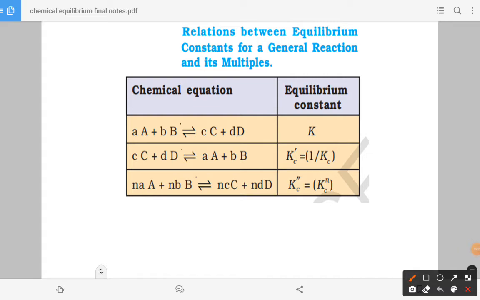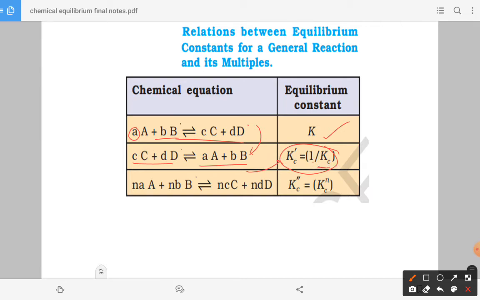First, for example, we have A plus B giving C plus D, with equilibrium constant K. Once the reaction is reversed, C plus D is the reactant and A plus B is the product. So this reaction is reversed, and then the equilibrium constant becomes 1 by Kc. So Kc prime for this is 1 by Kc.